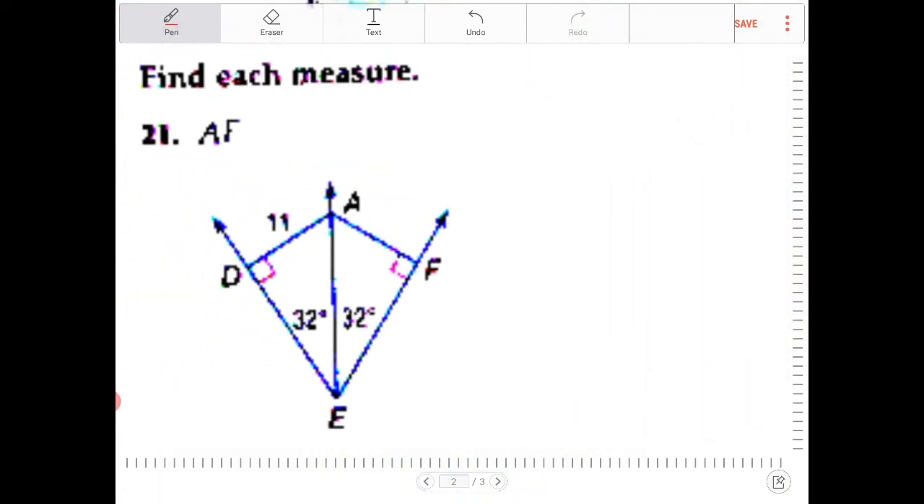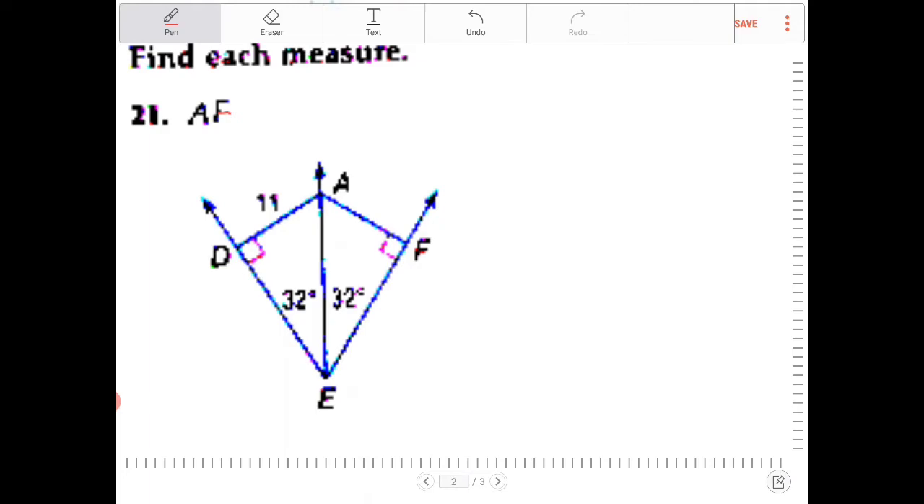All right, moving on. I need to find out what AF is. All right, so this is an angle bisector. Because it's an angle bisector, these two angles are the same. The distance from this point to either side of the angle is going to also be the same. So AF is equal to 11.